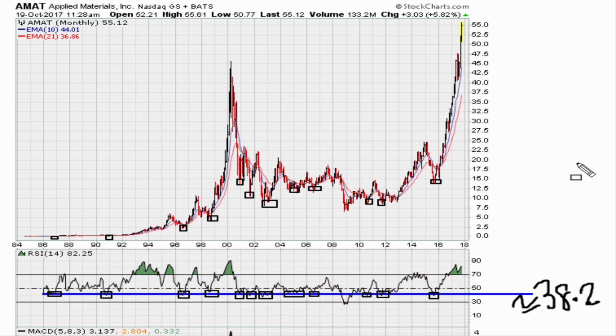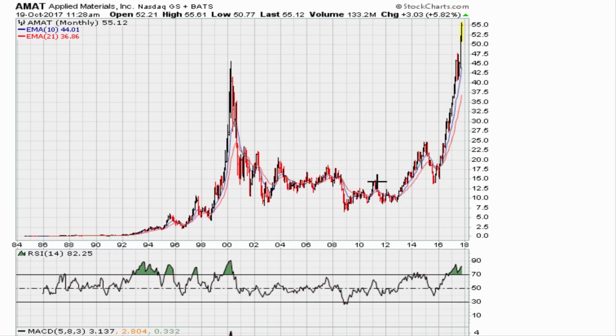So there you have it. It's a good example of how we can use the two levels we talked about, 61.8 and 38.2, to give us turnaround situations. Now before I conclude here, I want to bring back the 61.8 level. So let me draw that again.